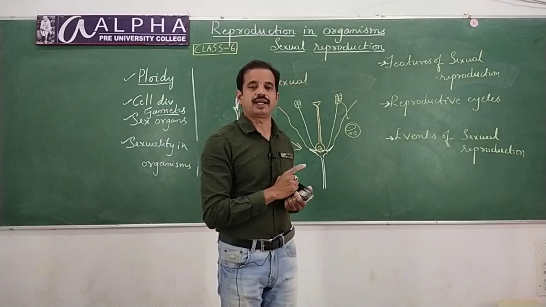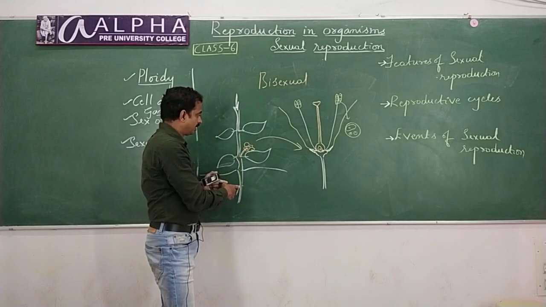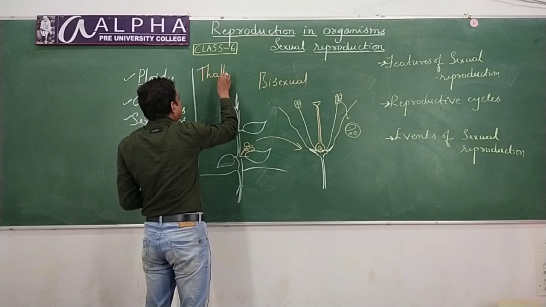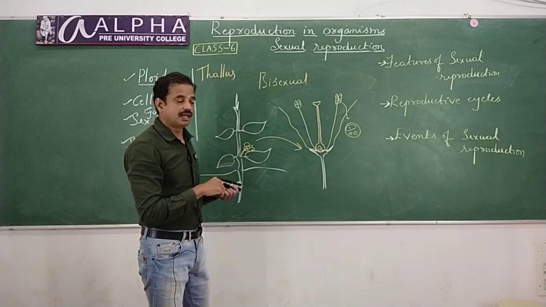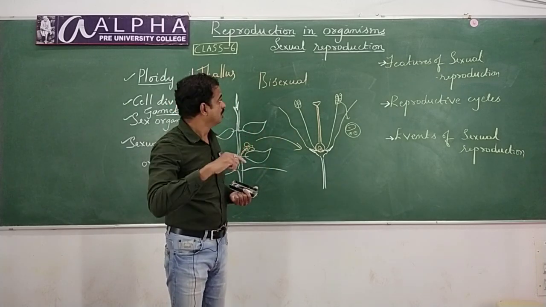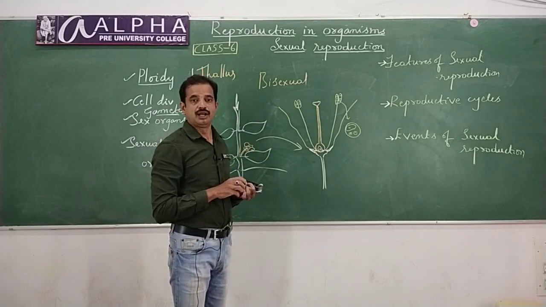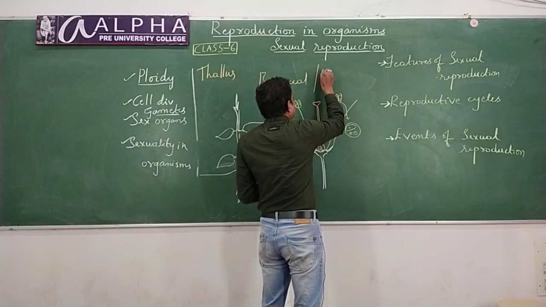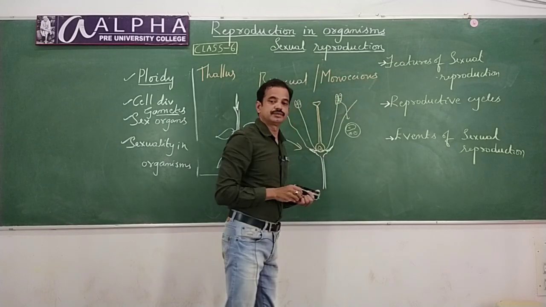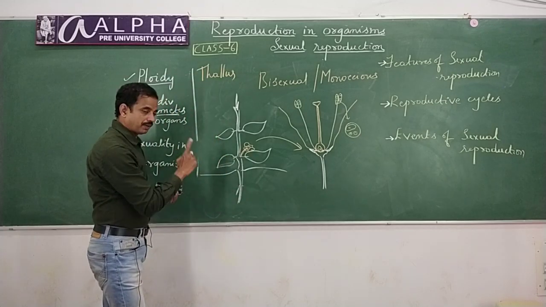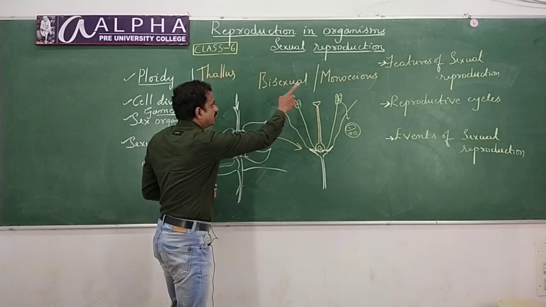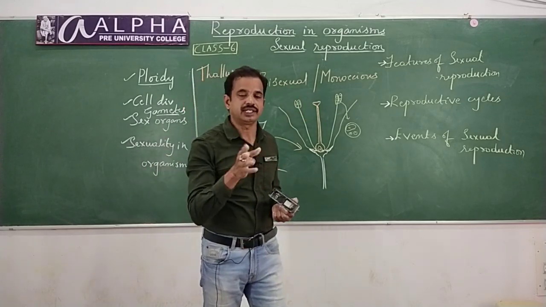It is a single plant, a single body. A plant body is also called a thallus. A single thallus has the flower with both the reproductive structures, male and female. So we call this a bisexual plant, or we also call this a monoecious condition. A single plant having both male and female reproductive structures is a monoecious or bisexual condition.